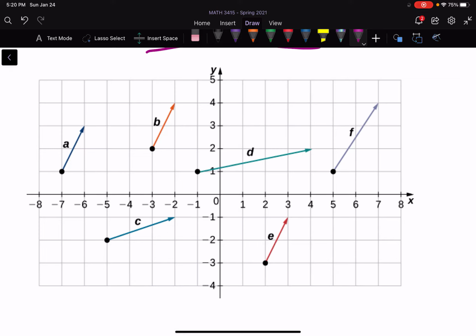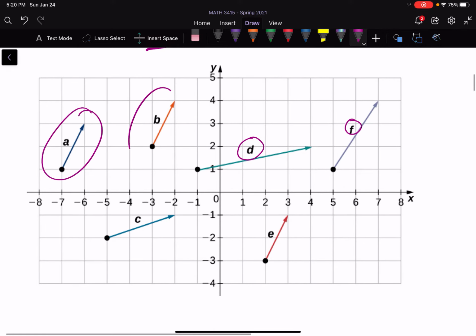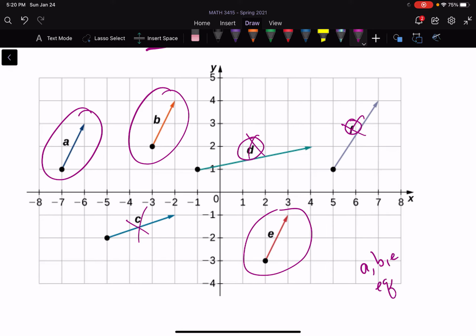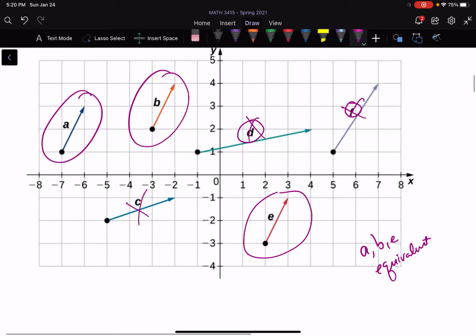If we look at this example right here, all of these vectors are not going to be equivalent. Some of them are equivalent, some of them are not. Just looking at it, you can probably tell which is which. For example, vector D and vector F obviously don't have the same magnitude. Their lengths are different, so those are not equivalent. On the other hand, vectors A, B, and E, even though they are put in different places on the plane, are actually equivalent vectors. So in this case, A, B, and E are equivalent, and the other ones are not going to be pairwise equivalent. All right, let's keep on going.